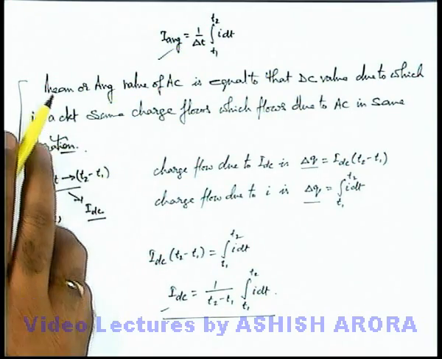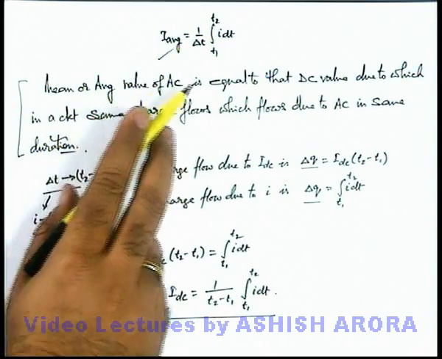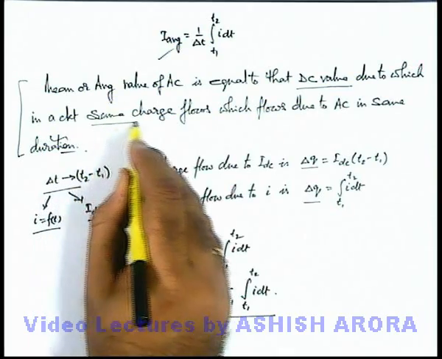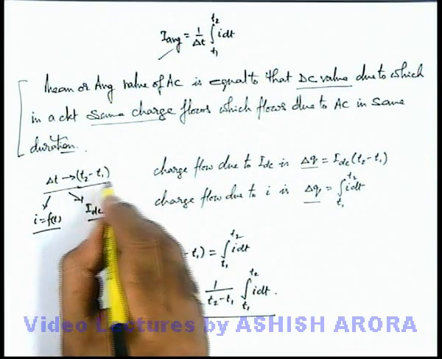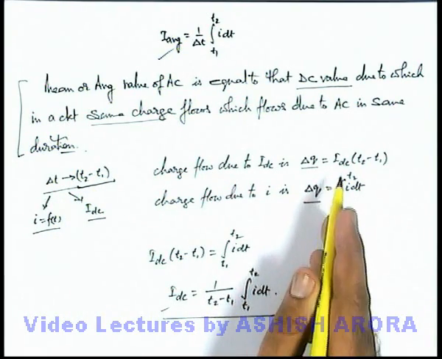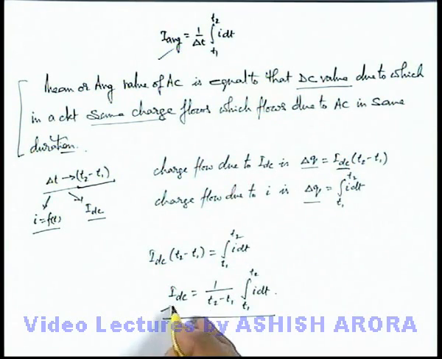Let's read it out once again. The mean or average value of AC is equal to that DC value due to which in a circuit the same charge flows which flows due to AC in the same duration. So for a fixed duration, if a charge flows due to a DC current, and the same charge flows due to the given AC current, then the DC value can also be regarded as the average value of this AC. You must be very careful, and this phenomenon will also help you in analyzing different numericals related to the average value of an AC.